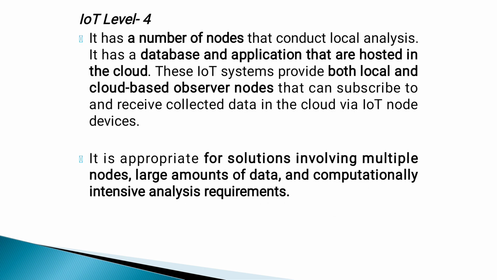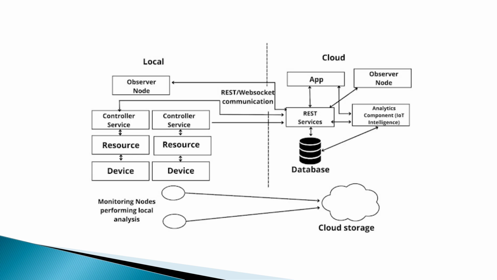Next one is IoT level 4. It has a number of nodes that conduct local analysis. It has the database and applications that are hosted in the cloud. This IoT system provides both local and cloud-based observer nodes that can subscribe to receive collected data in the cloud via the IoT node device. It is appropriate for solutions involving multiple nodes, large amounts of data, and computationally intensive analysis requirements. So this is the diagram for the IoT level 4.